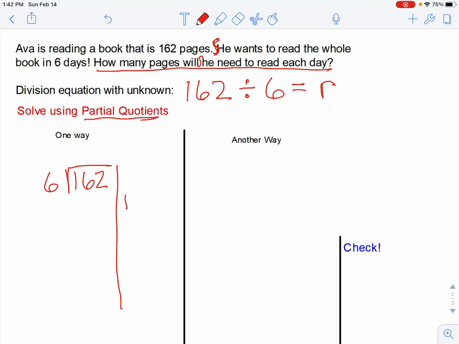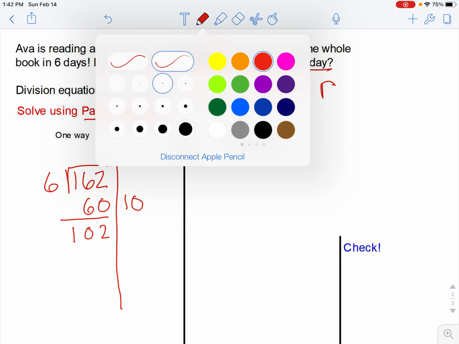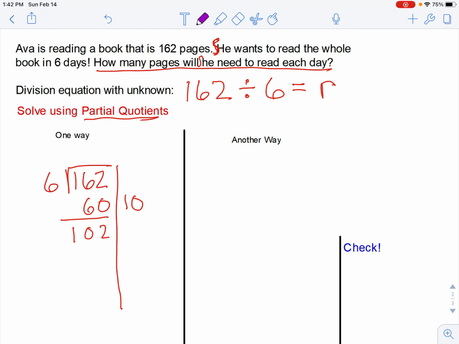Because 10 is an easy multiple for me. So 6 times 10 is 60. And then I still have 102 left over. Okay, so maybe this time I want to do, should I do 10 again? I could, right? I could use any multiples that are easy to me. So that's getting me closer to 42.